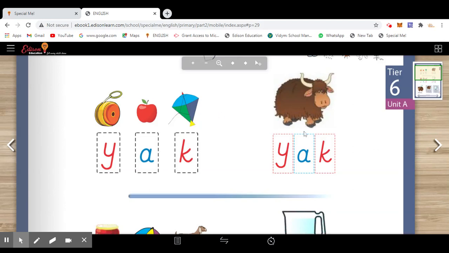So which animal is this? This is a yak. Y-A-K, yak. This is a yak. Okay students, this way you have to practice revising it with the help of phonic sounds as well as using the flashcards. Y, yo-yo, A, apple, K, kite, Y, A, K, yak. This is a yak.